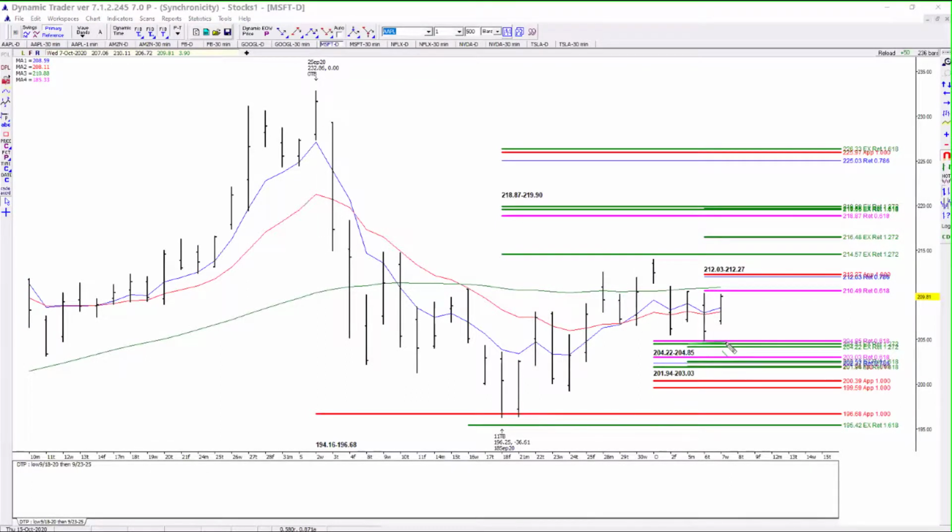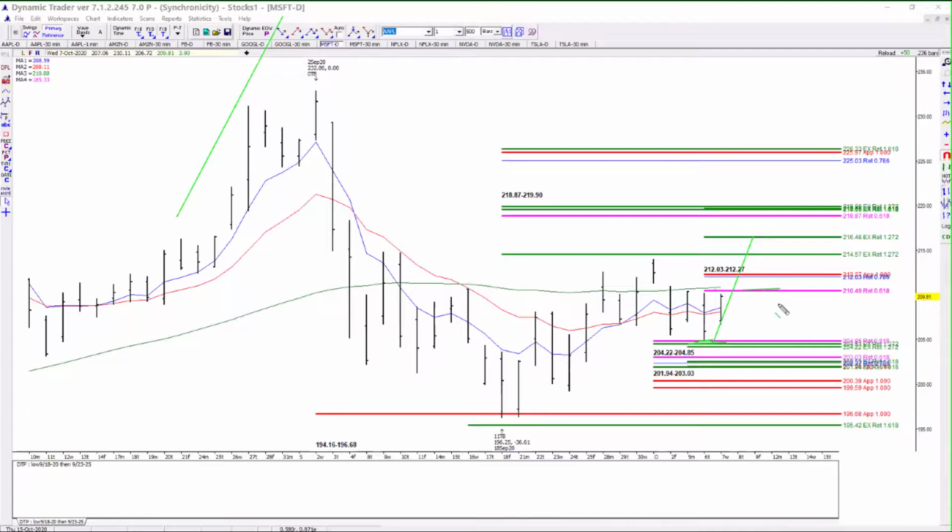So for example, this is fine in the case of Microsoft. I have a cluster at the 204.22 to 204.85 area. Now we hit the zone and it held. And if we continue to hold above here, we're going to look for a potential upside target at the 216 area. And then the only other things I have on this chart are where it might have trouble.